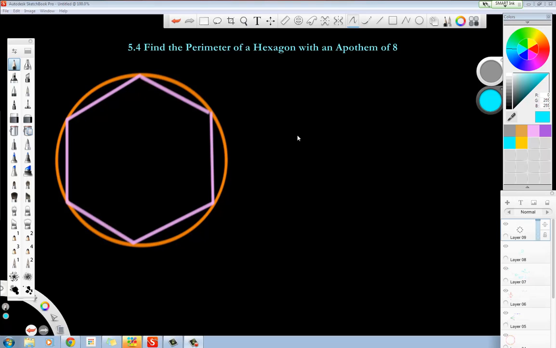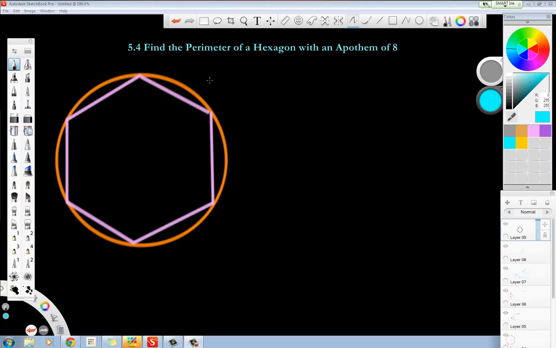Good morning. We're going to talk about the perimeter of a hexagon with an apothem of 8 units long. So we're not going to put meters, inches, miles on this. We're just going to call it 8. So let me just share with you some vocabulary words.